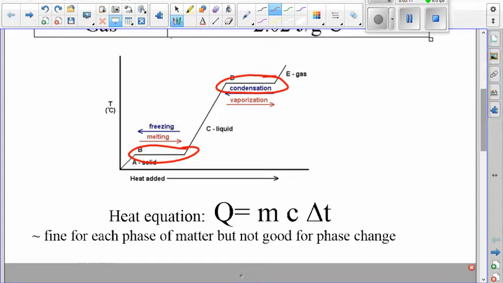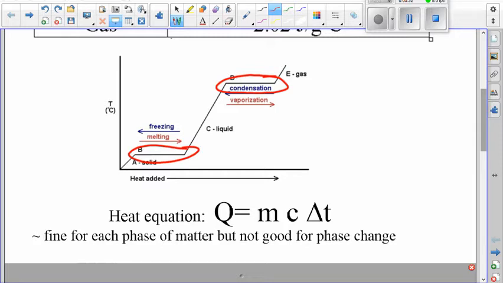Anyone have any ideas on why that might be? It's in between two different states. That's true. So like, wait, which specific heat capacity do I use? Mr. Williams, did you have an idea back there? Because during phase change, the temperature does not change. That is exactly why this won't work.